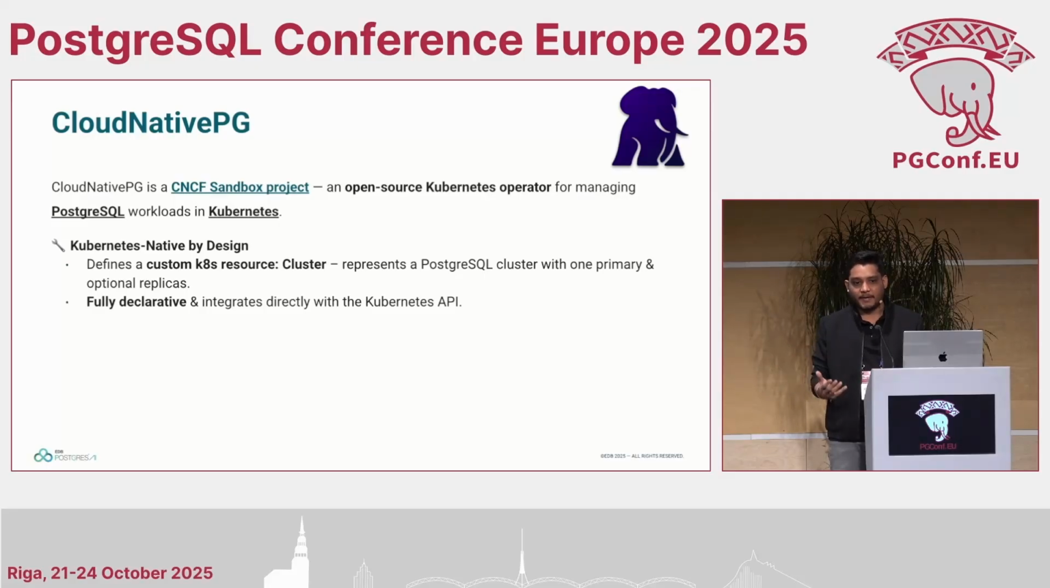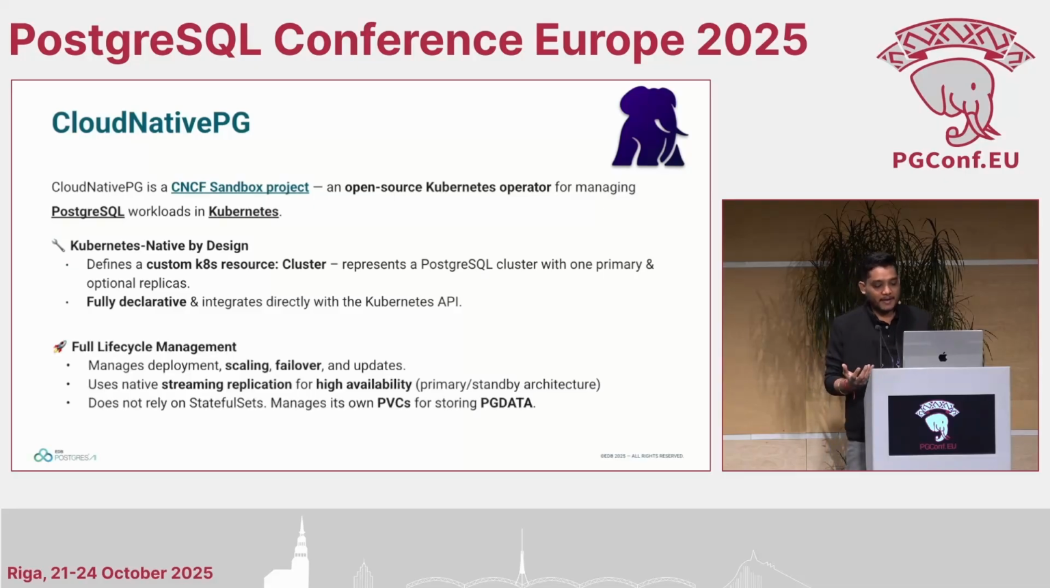Like for the Kubernetes people, they know why we need this. And the lifecycle management supports scaling, failover, minor and major upgrades as well, and it uses streaming replication to achieve high availability, and it does not rely on StatefulSets. It uses PVCs for storing the PG data. PVCs are persistent volume claims. So this is the basics about Cloud Native PG.